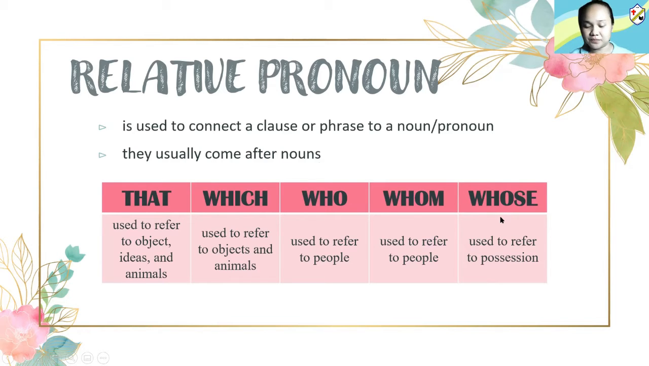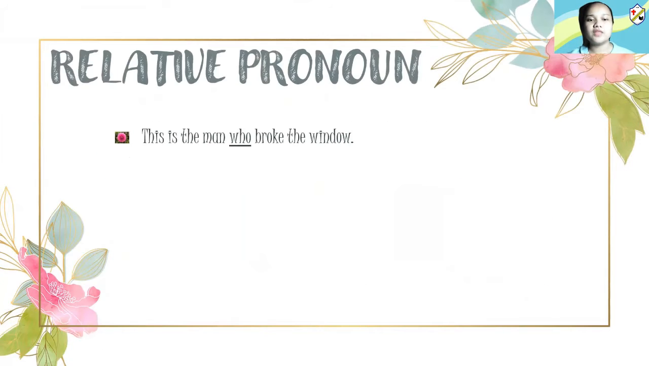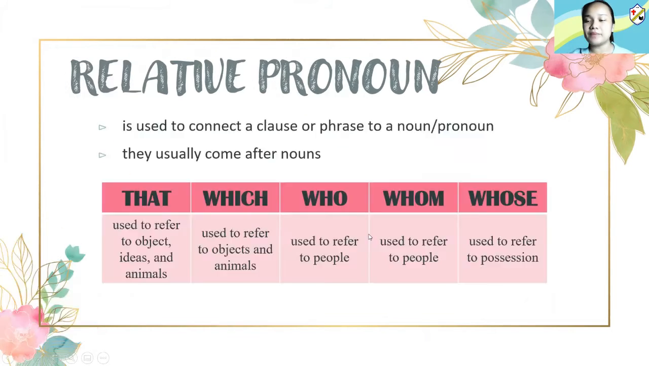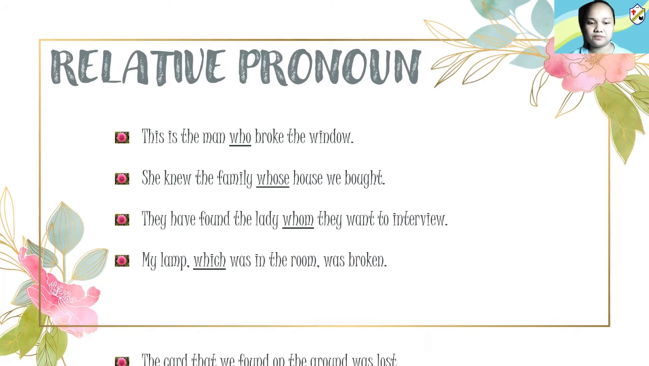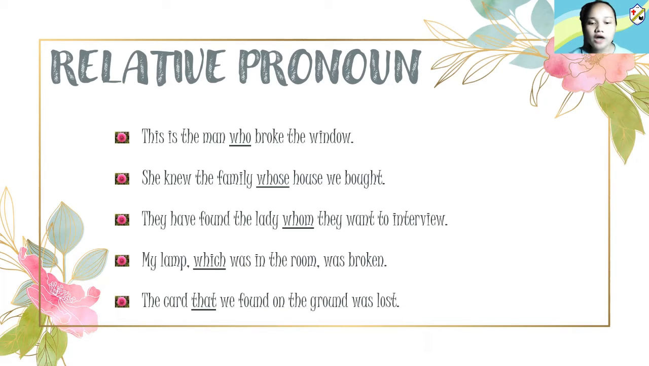For example, we have, this is the man who broke the window. So, who here refers to man. She knew the family whose house we bought. So, whose here refers to house. They found the lady whom they want to interview. My lamp, which was in the room, was broken. And the card that we found on the ground was lost.